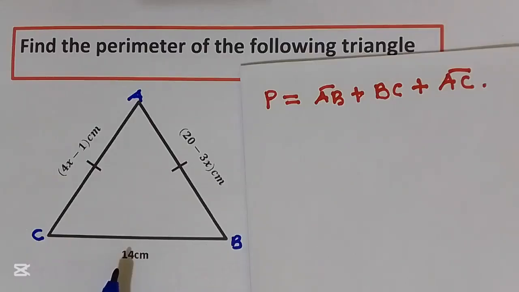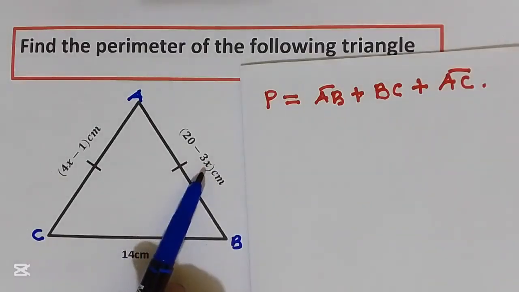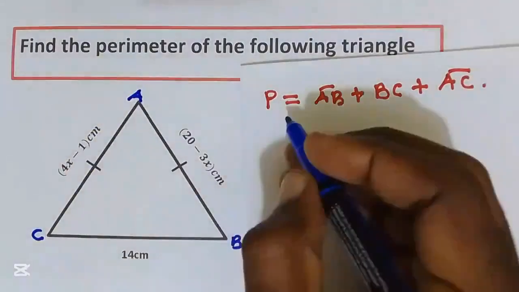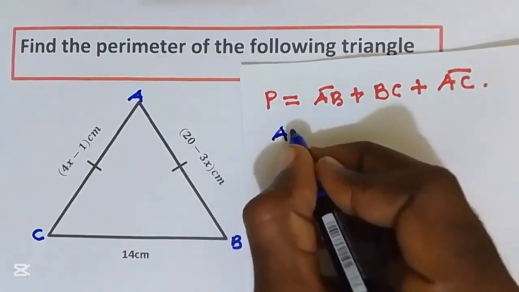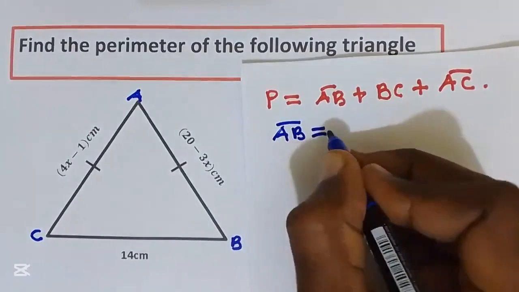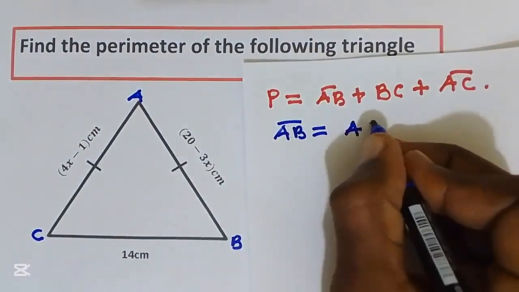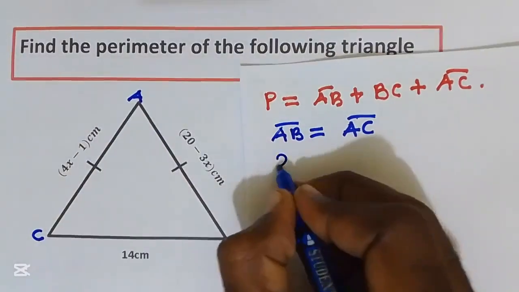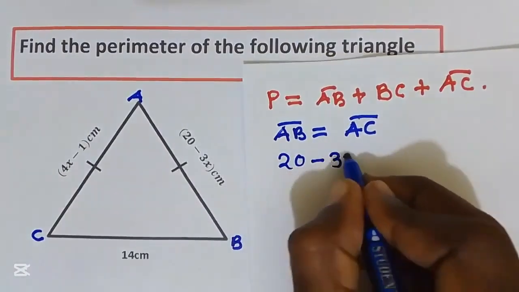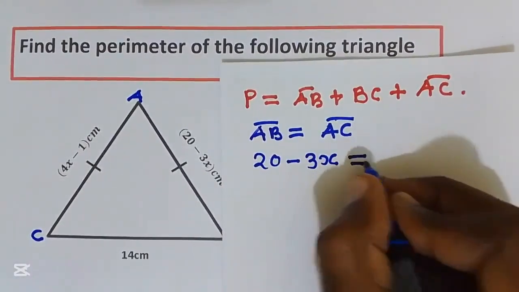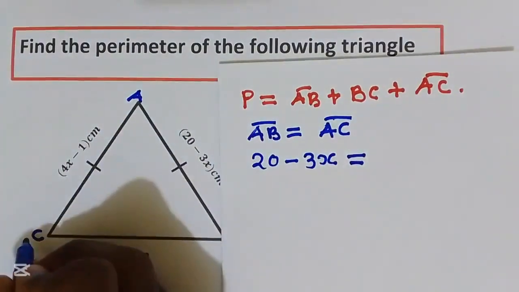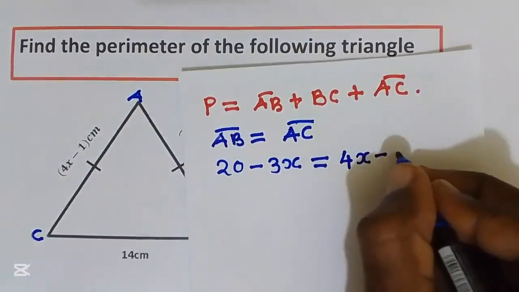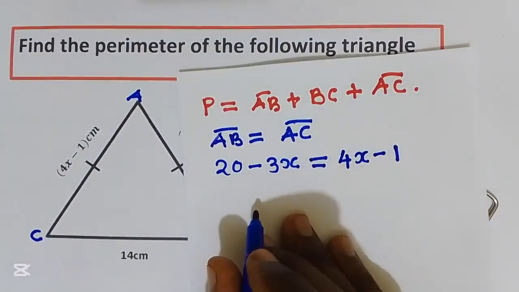First, let us find the value of x so that we can get distance AB and distance AC. We know distance AB is equal to distance AC. The reason behind this is that it is an isosceles triangle. 20 minus 3x, this is equal to distance AC, which is equal to 4x minus 1. Let us find the value of x.